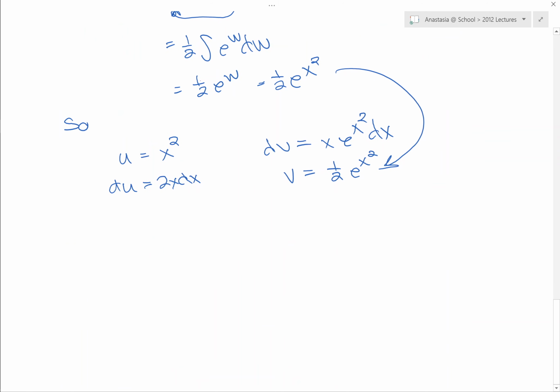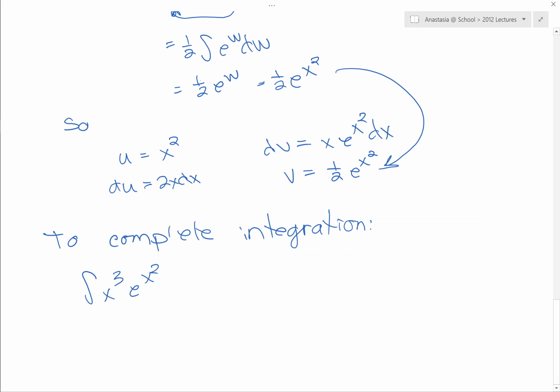If you are curious in completing the integral, I will go ahead and include this here, even though it's not required for this exercise. So if we are going to integrate x cubed e to the x squared dx, remember this was equal to the integral of u dv. So we have u times v. u is x squared, v is 1/2 e to the x squared. So we get 1/2 x squared e to the x squared. Then minus the integral of v du.